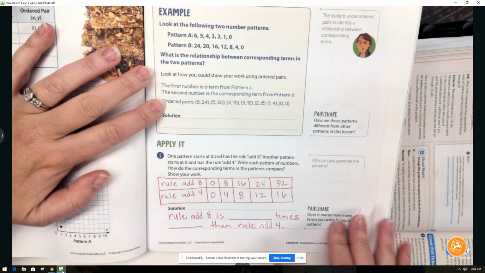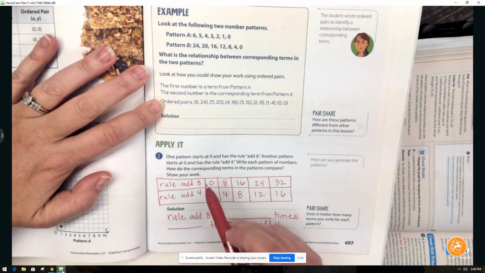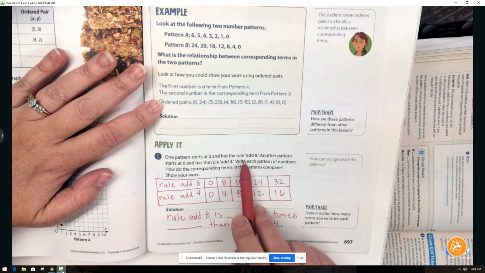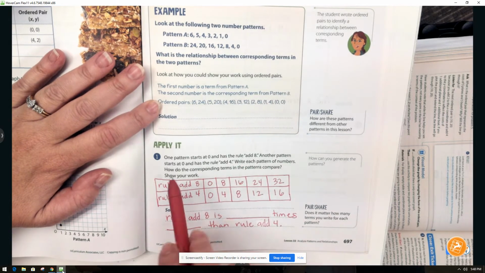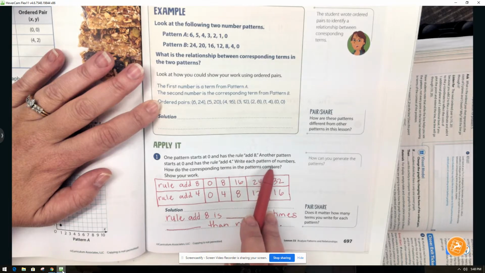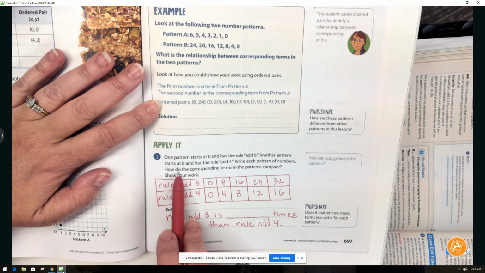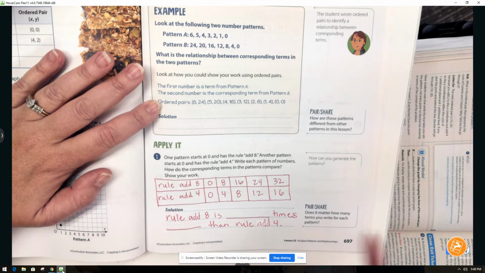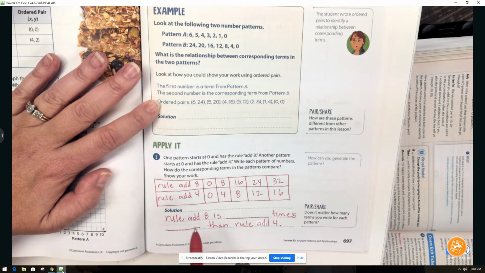All right, so on page 697, we see this problem. It says this: one pattern starts at 0 and has a rule of add 8. Another pattern starts at 0 and has a rule add 4. Write each pattern of numbers. How do the corresponding terms in the numbers compare? Show your work.